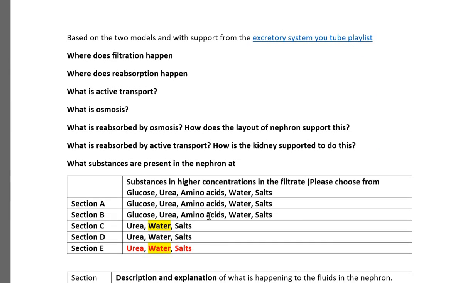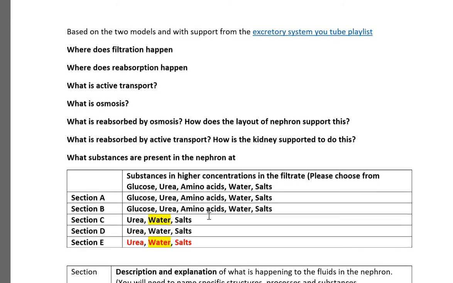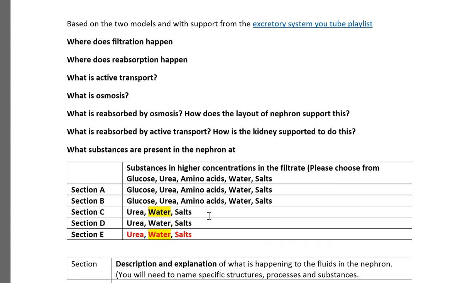Okay. What is reabsorbed by active transport? I've mentioned that, your glucose and your amino acids. How is the kidney supported to do this? Massive blood flow. So it has a really high blood supply, really high supplies of glucose, providing energy via respiration to those pumps to be able to get all of that in.